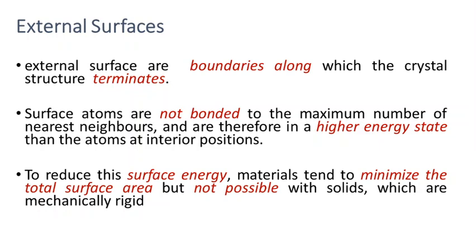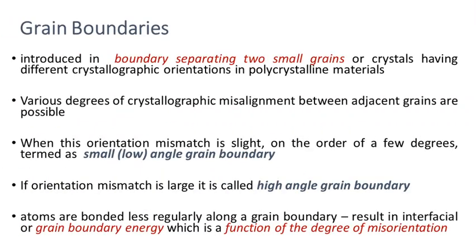Because of their higher surface energy, to reduce the surface energy, the material tends to minimize the total surface area, but it is not possible because it is a solid, and solids are very much mechanically rigid. So the reactivity of this external surface is much higher. That particular surface we normally consider as a defect, which comes under this classification.